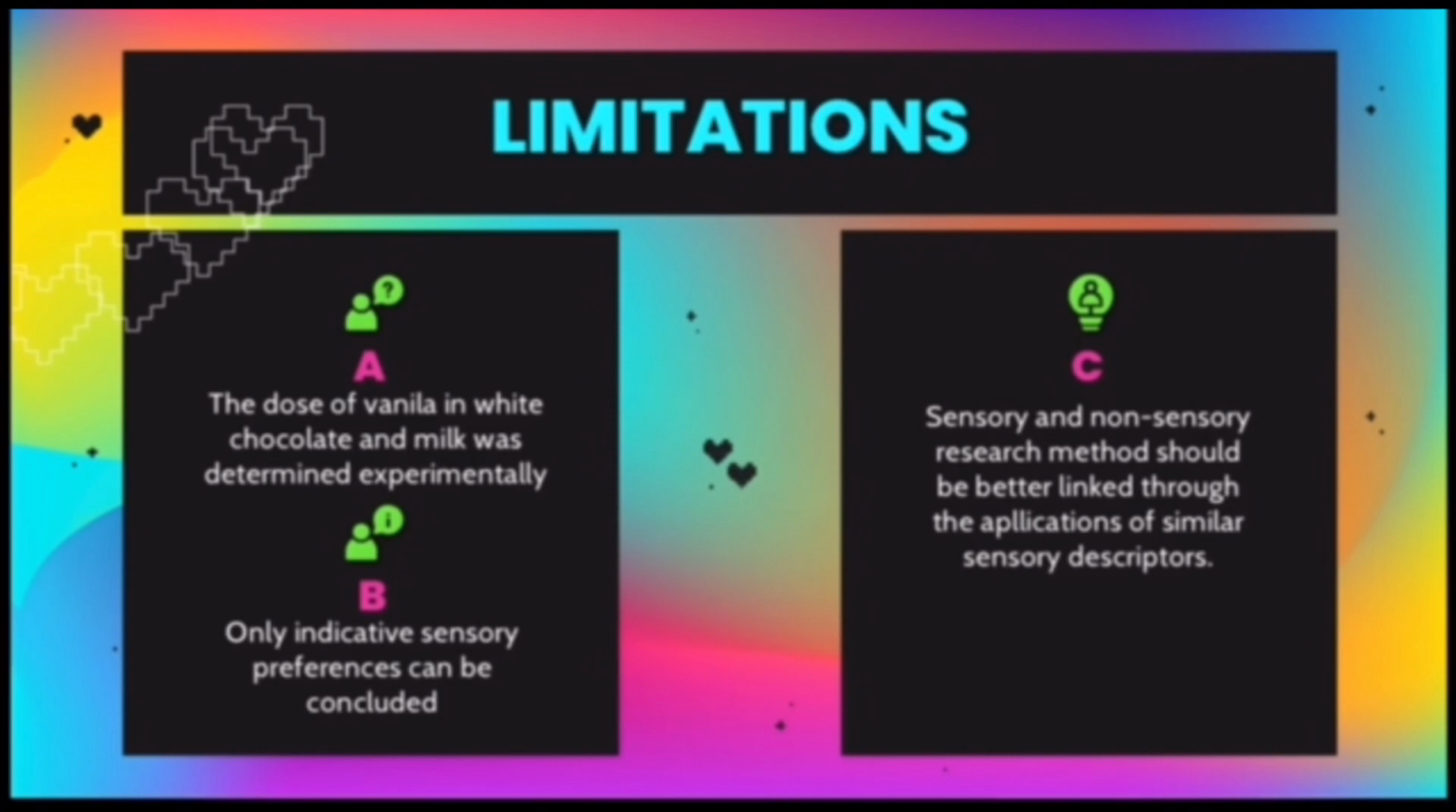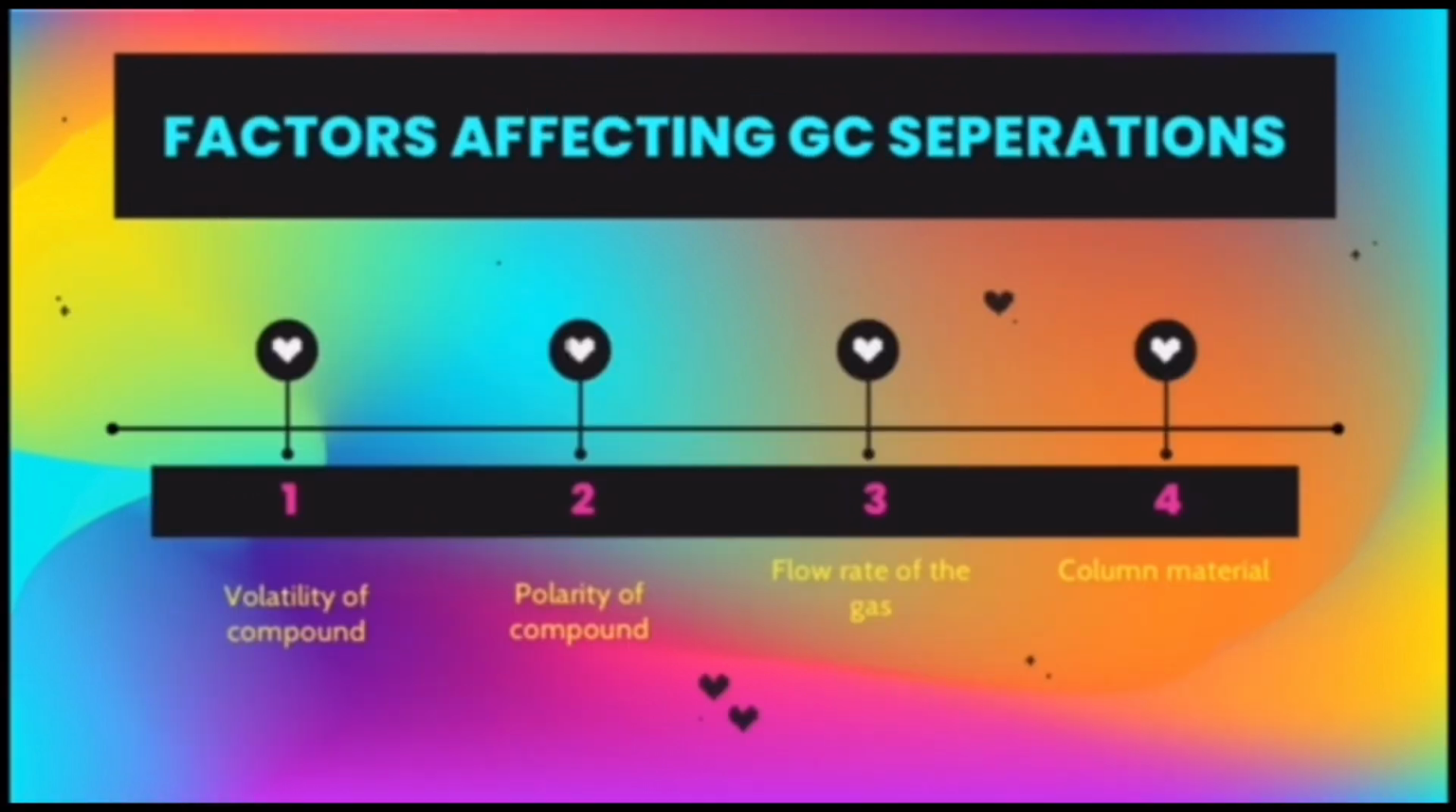Moving on to the limitations. First, the dose of vanilla in white chocolate and milk was determined experimentally. Second, only indicative sensory preference can be concluded. Last one, sensory and non-sensory research methods should be better linked through the application of similar sensory descriptors.